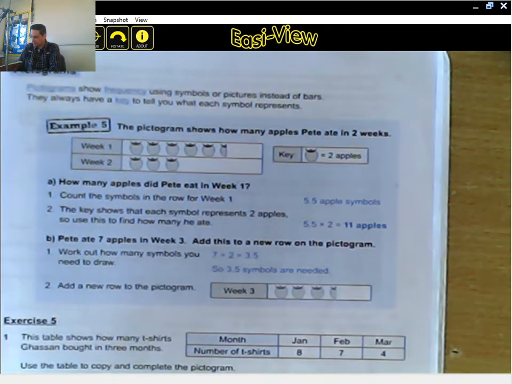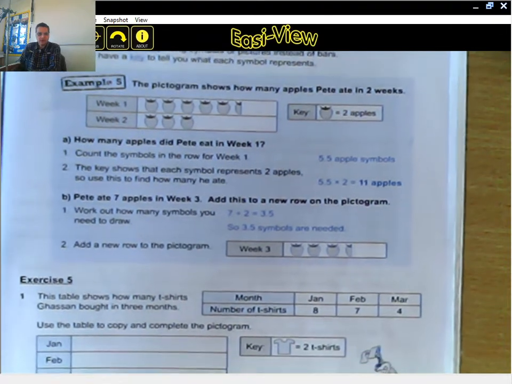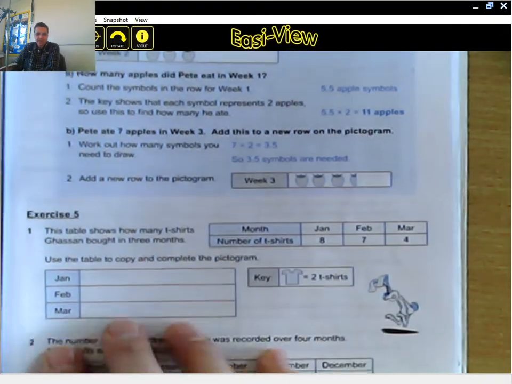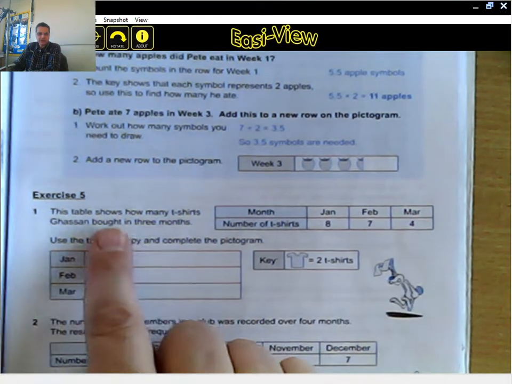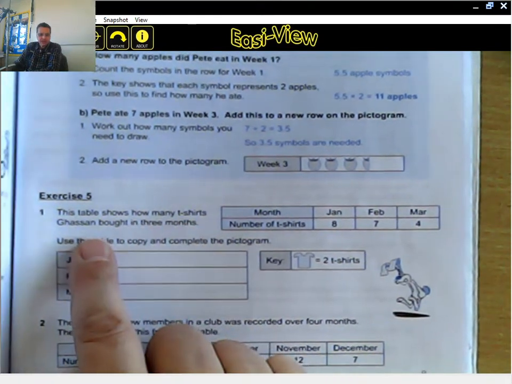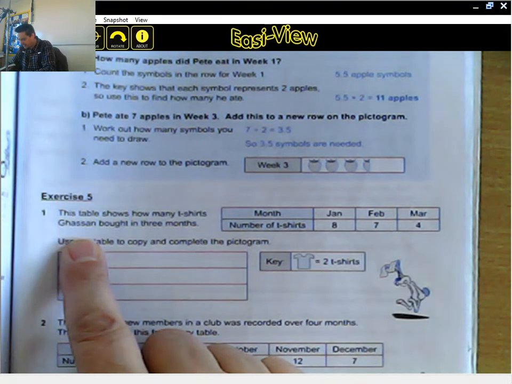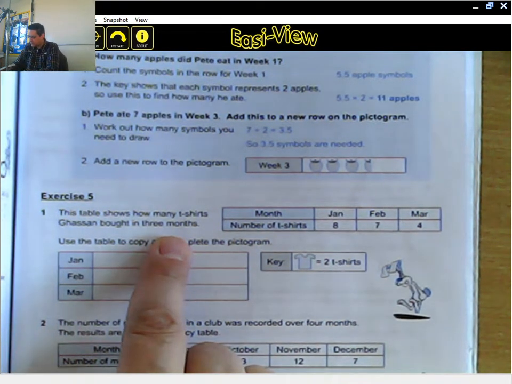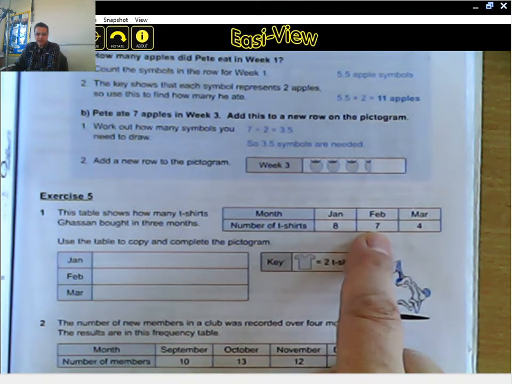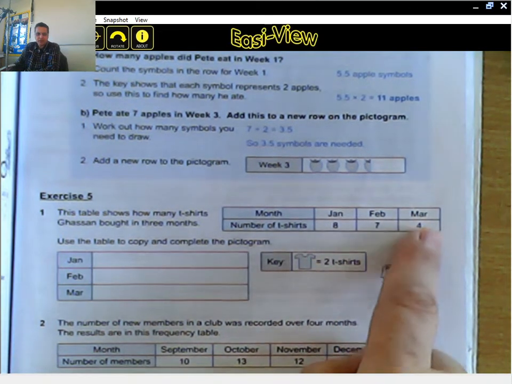I'm not going to read the story, it's quite self-explanatory. Obviously you can read it yourselves, but exercise 5, question 1, that represents 2 t-shirts. The table shows how many t-shirts Kassan bought in 3 months. He bought loads of shirts. So this guy bought 8 in January, 7 in February, and 4 in March.